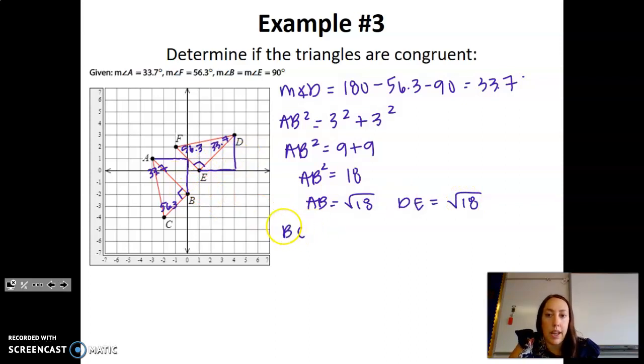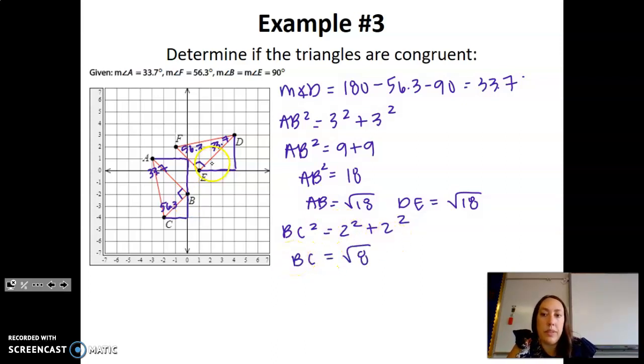Let's do side BC next. BC squared. Let's draw our triangle for that. We got side lengths of 2 and 2. So 2 squared plus 2 squared. That's going to give me 4 and 4, which is 8, so square root of 8. And you guys can see that goes with side EF. If we draw the triangle for EF, we also get side lengths of 2 and 2. So EF is going to be the square root of 8 as well.